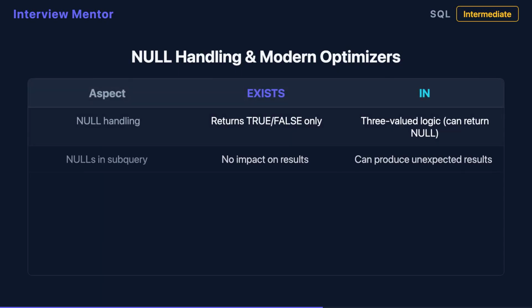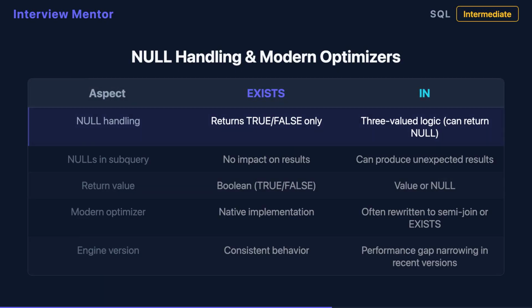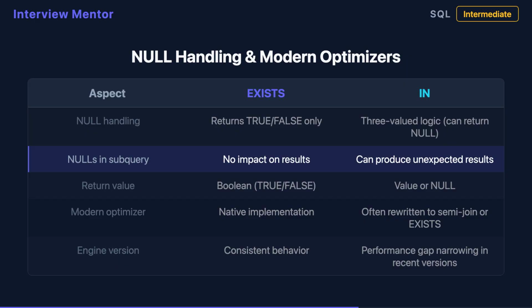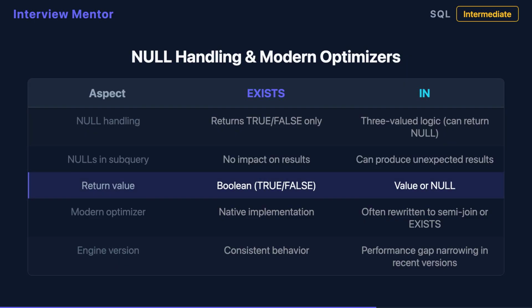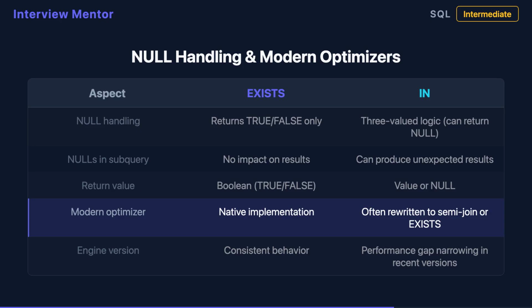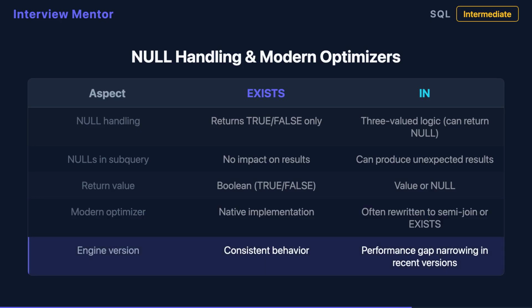Two final points. EXISTS handles nulls cleanly because it returns true or false, never null. IN with nulls in the subquery triggers three-valued logic and can produce unexpected results. However, modern query optimizers like Postgres and MySQL often rewrite IN as EXISTS or semi-joins automatically, so the performance gap narrows with recent database versions. Still, knowing the underlying mechanics helps you write better queries.